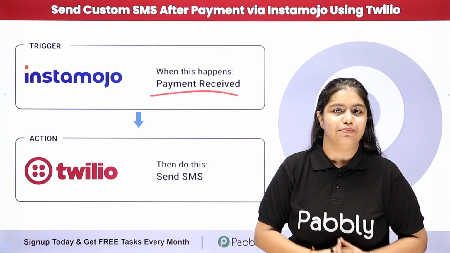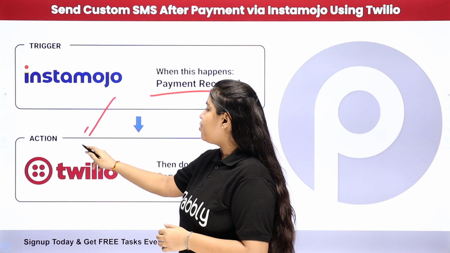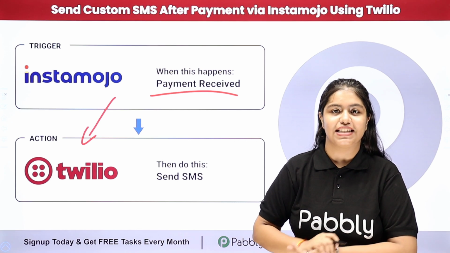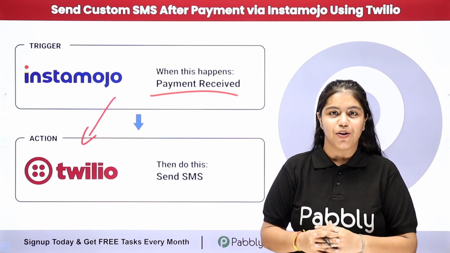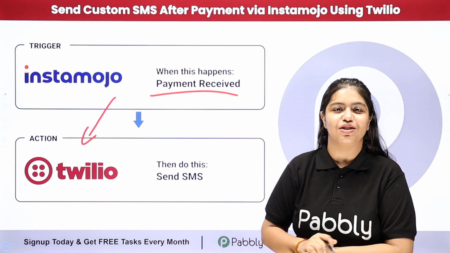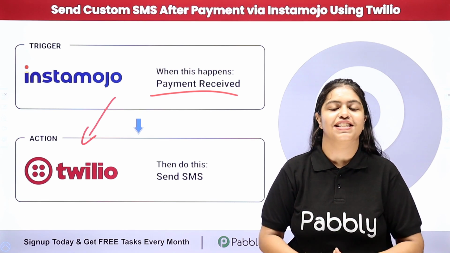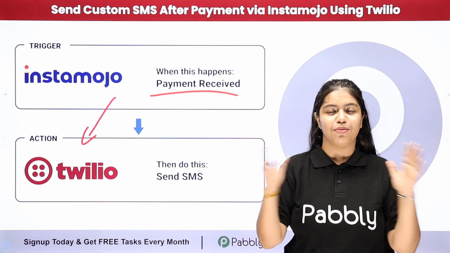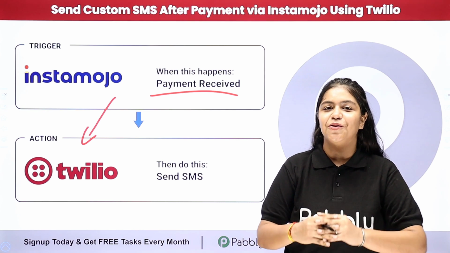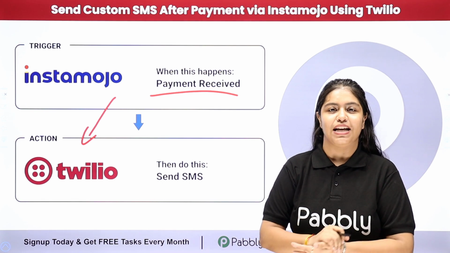To do this, we are simply going to create a connection between Instamojo and Twilio, and we're going to create this connection without knowing any programming or coding language, using an amazing automation software which is Pabbly Connect. So if you also want to create this amazing automation for your own business, then come with me towards my screen.